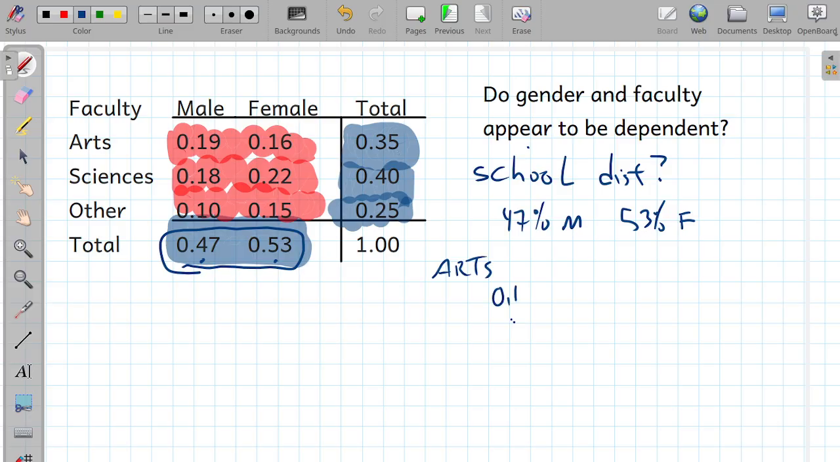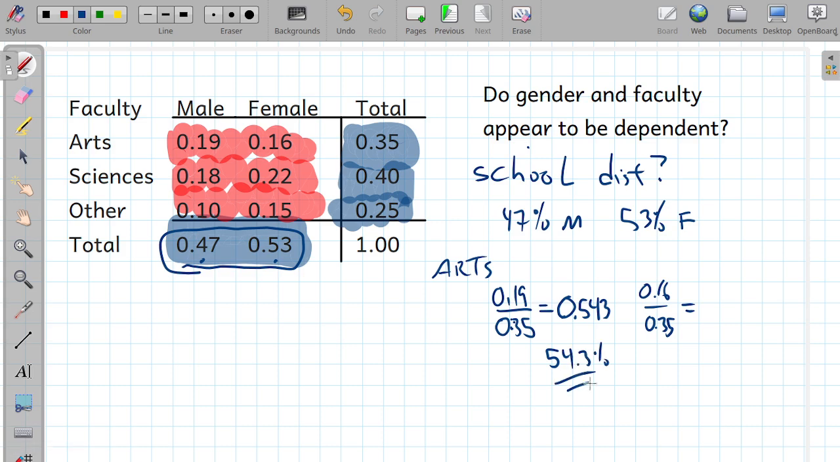So here we have 0.19. Yes, I'm going to go back to using the decimals, but you can do it without the decimals if you want. And over here we have 0.16 out of 0.35. Let's see what those numbers actually are. Okay, we'll use the decimal instead of trying to write that out. I'm just going to use 1 decimal. So this is 54.3%.